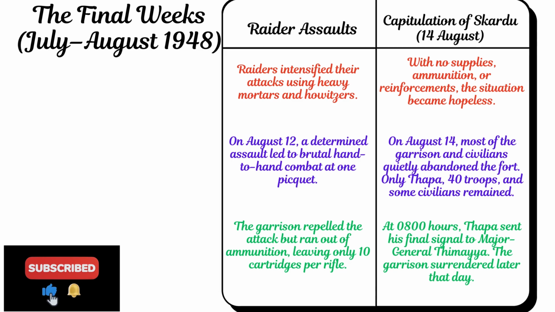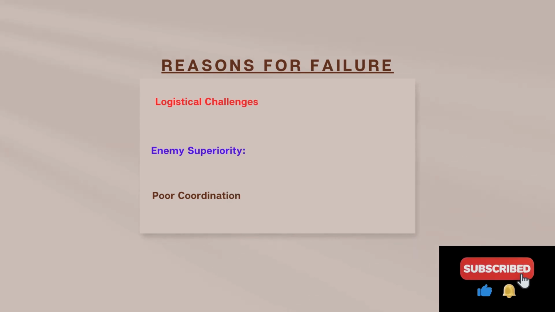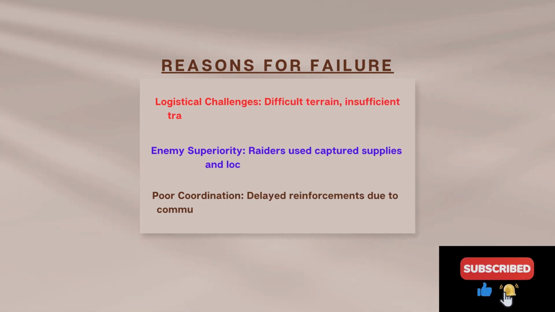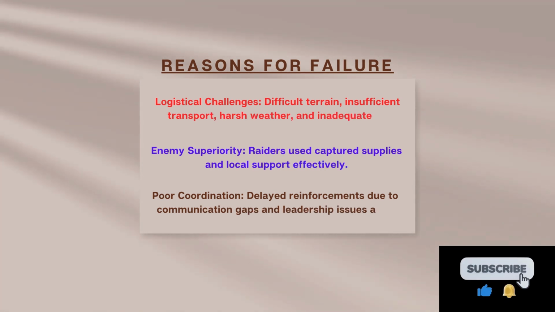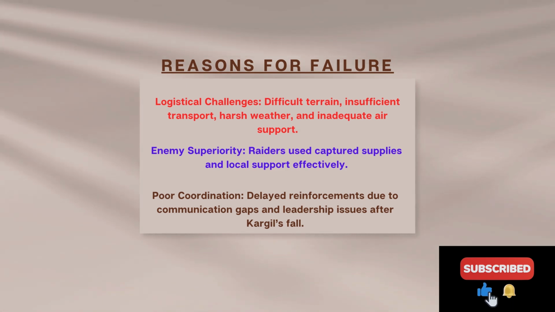Dosto, now let's analyze the reasons for the failure of the defense of Skardu. While the defenders showed unmatched courage, several factors contributed to this tragic outcome. Let us see it one by one. 1. Logistical challenges. The terrain around Skardu was extremely difficult to navigate, with rugged mountains and harsh weather conditions making transport nearly impossible. The garrison was critically dependent on air support and supply drops by the Royal Indian Air Force, but these efforts were inadequate to sustain them through the long siege.